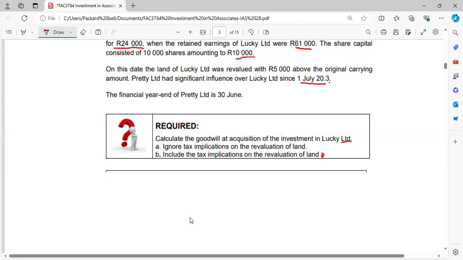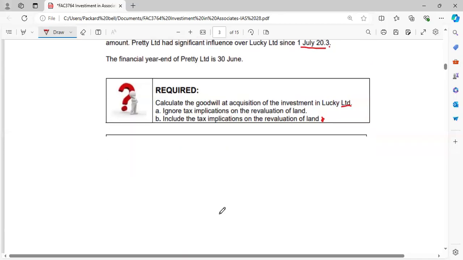Remember, the analysis is very long. So if in your answering you only want to evaluate the goodwill, then you can do the calculation without doing the analysis. Right, so let's see how we do it. How do we calculate the goodwill without using the analysis?